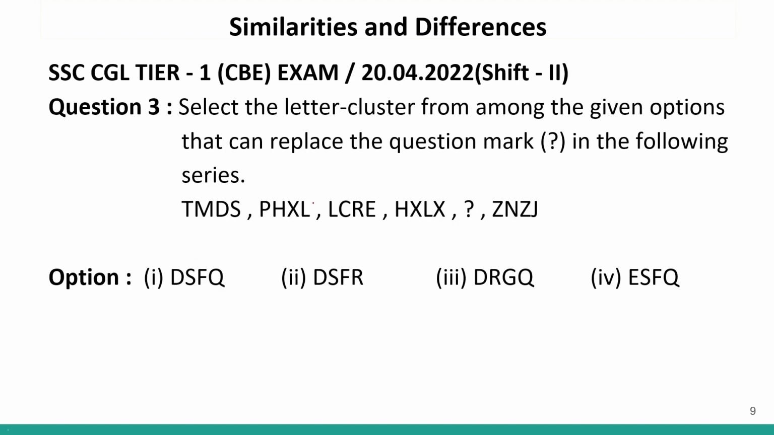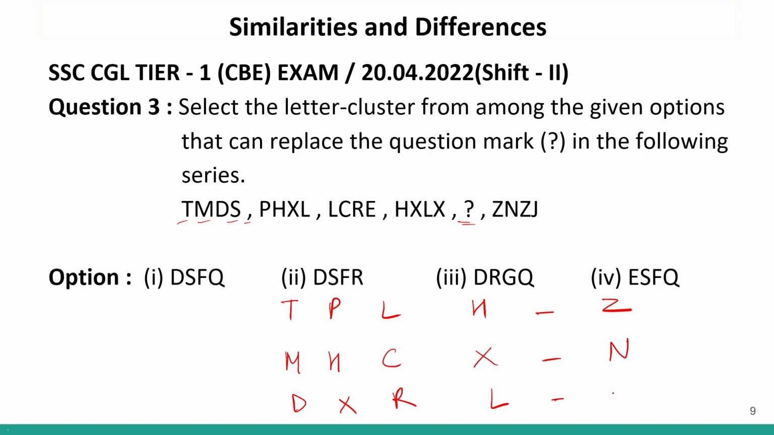Now, in this question again, we have to treat it as 4 different series and find the missing element. From here, the first series will be T, P, L, H, then the missing term, and then Z. Similarly, the second series will be M, H, C, X, then the missing term, and N. The third series will be D, X, R, L, then the missing term, and then Z. Now let us solve for these first 3, correct? And then we'll move forward.